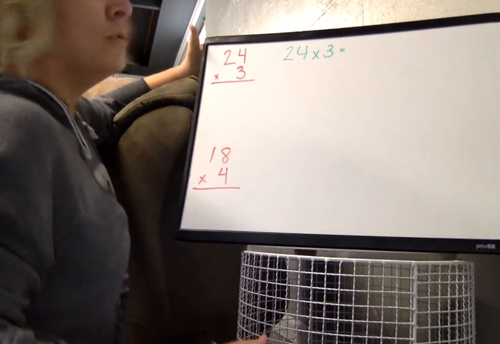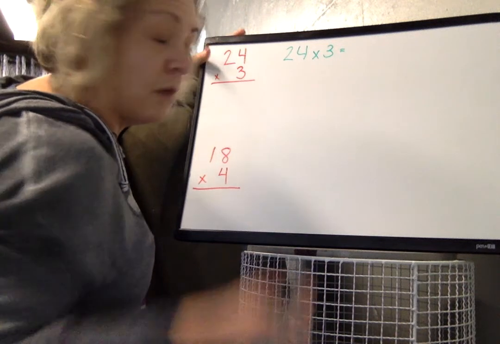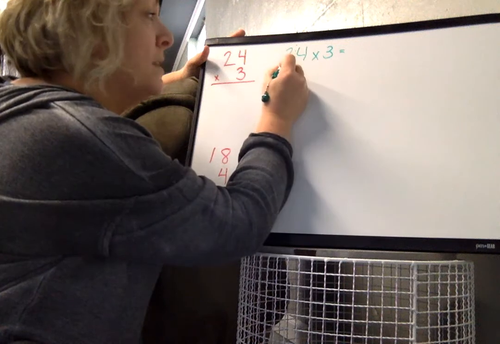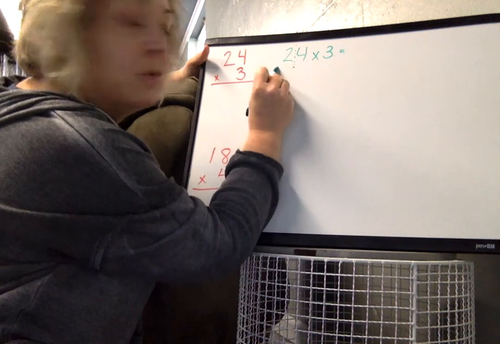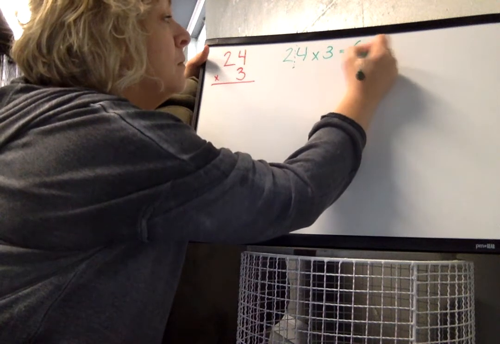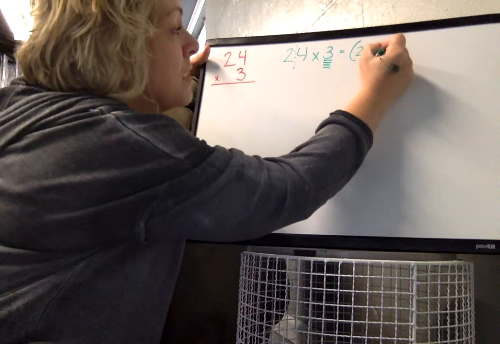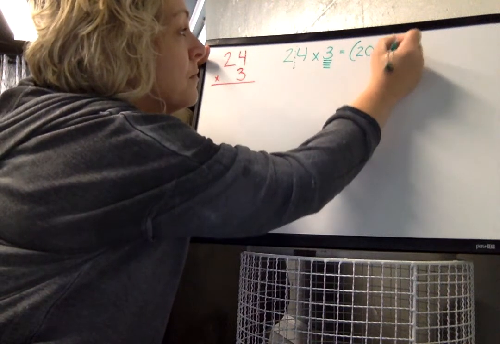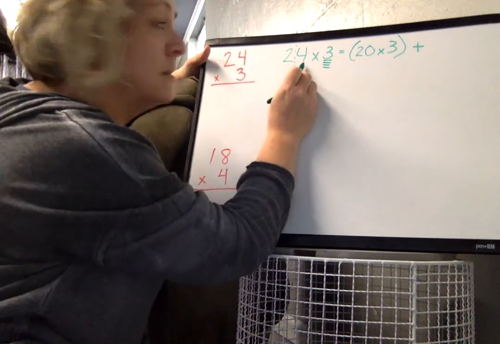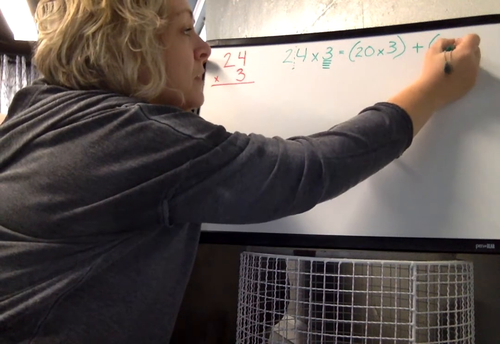And you should know that we're going to break apart 24 because it's the larger number. So I'm going to break it into 20, because that's not a 2, that's actually the place of 20. 20, keep your group size the same, times 3, plus, now that is a 4. It's not 40 because it's in the ones place, so that is a 4. Keep your 3 the same.